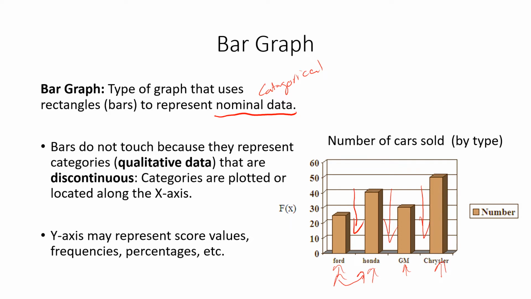And that's another reason why they don't touch, is because they are, in a sense, independent from each other. There is no one is greater than the other. They're, again, categories. It's nominal data. So there's gaps between them, and it doesn't matter which order you put them on the line. As far as the y-axis here, it can be a bunch of different things. It could be percentages. It could be frequencies. And that's what you're seeing here. That's what this f of x here means, frequency. We'll look at this on the frequency distribution that we'll do later.